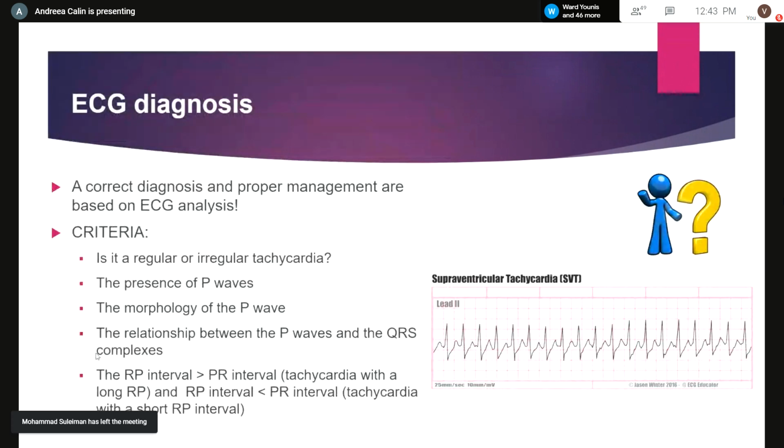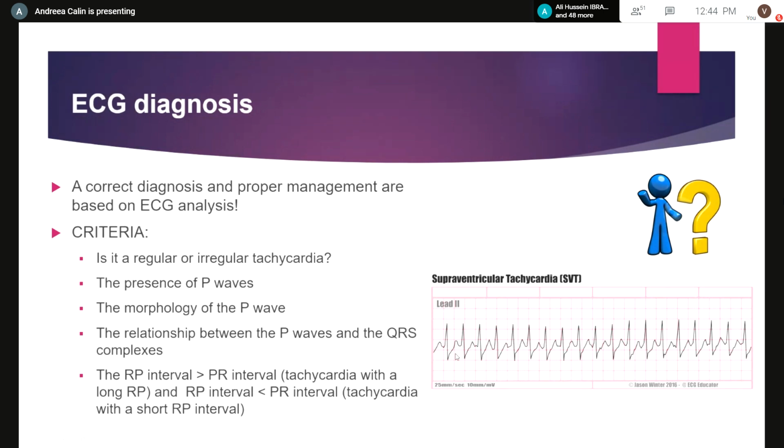So the ECG is very important. And if we have an ECG recorded during the crisis, it is very important to have in mind these criteria. The regularity of the tachycardia is important. Is it a regular rhythm? Also important to detect is the morphology of the P waves, and the relationship between the P waves and the QRS complexes.